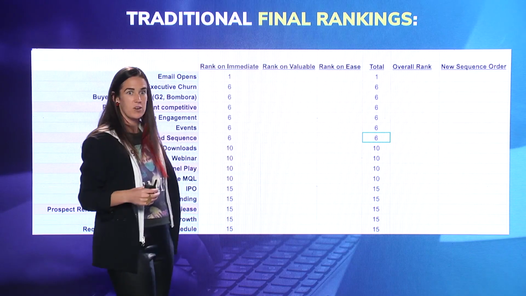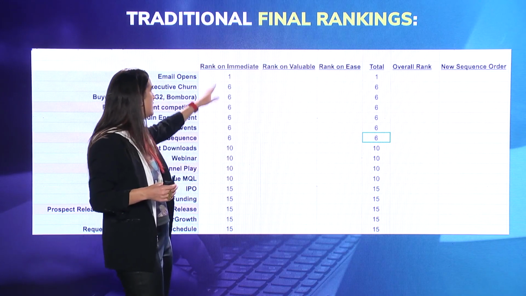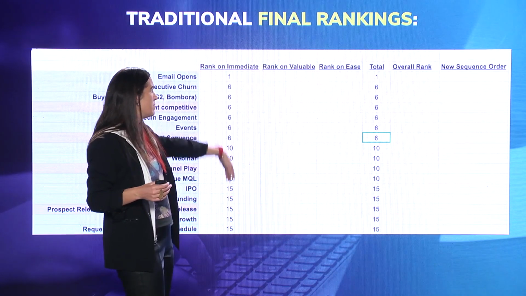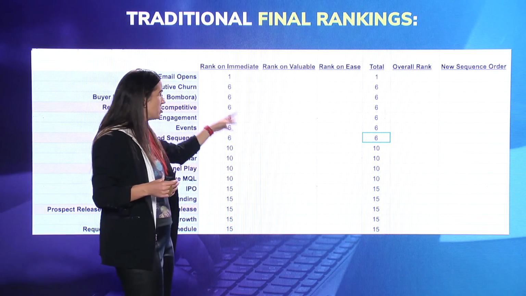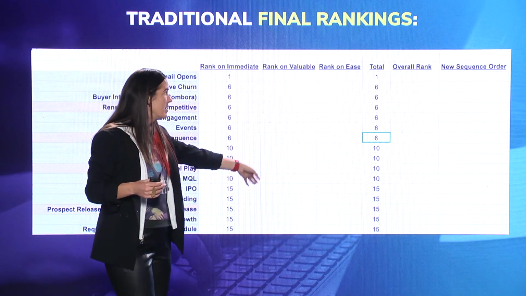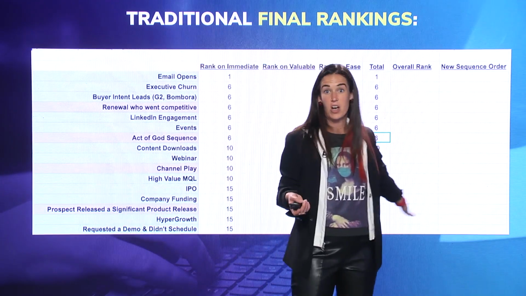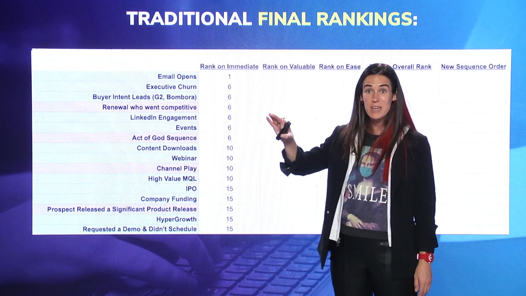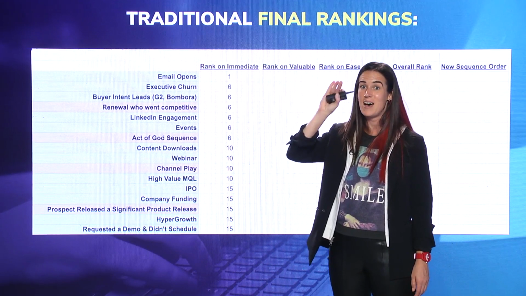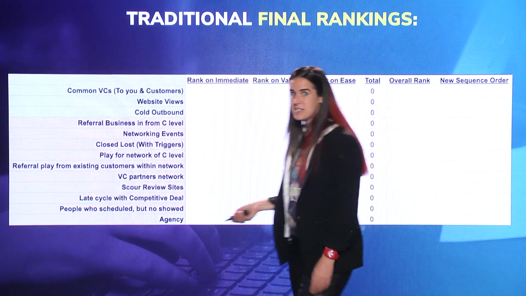So these are the ones that are immediate for me, the top 16. So I'd rank them on immediance, rank them on value, rank them on ease from the data from these 2 tabs, and then get a total and give an overall rank. And I would give my new sequence order of which sequences I should call on in which order for my reps, so that I know that I get the most meetings and the most high value meetings in terms of revenue for my org. And then I split down into the second category.